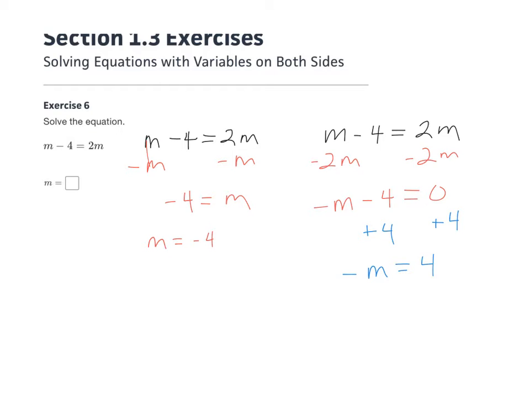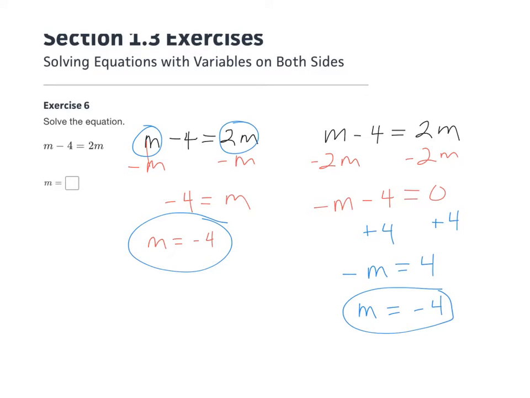And then to get m positive, you're going to take the opposite of everything. That's going to give you m is equal to negative 4. So you can see that we ended up at the same answer, but you really want to try and keep your variable positive. If you can figure out which one to subtract to leave you a positive variable, it'll save you a step, and sometimes it saves you even 2 steps.